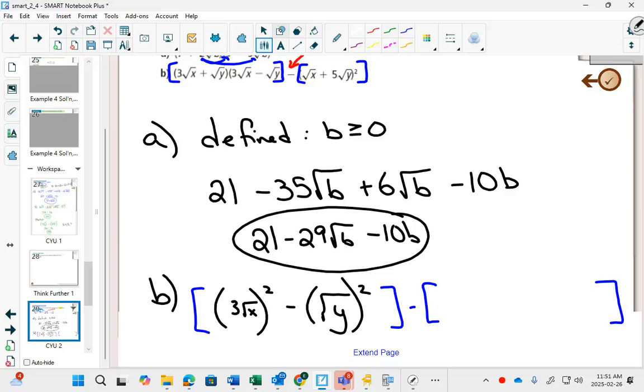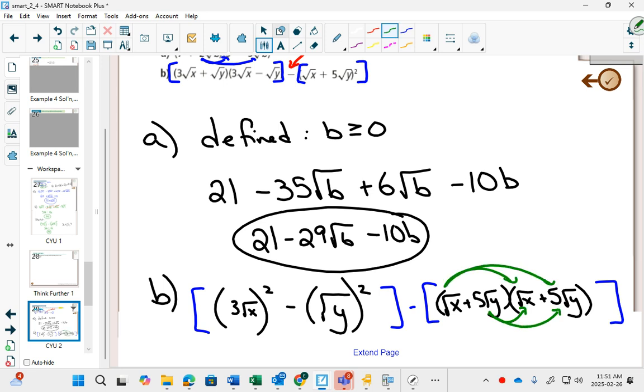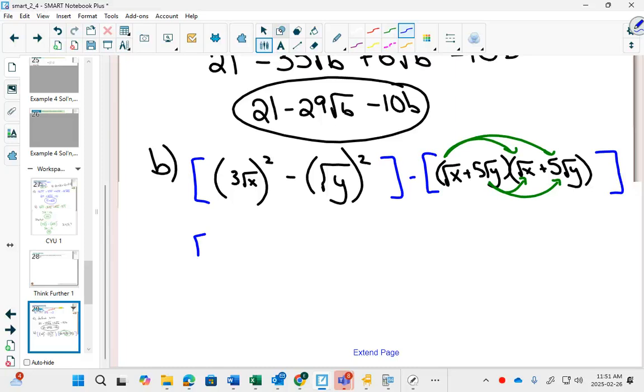The second one, if you're squaring a binomial, I actually like rewriting it first. Root x plus 5 root y, root x plus 5 root y. It's not a difference of squares, so I need to distribute and multiply everything out. See? I'm going to simplify inside these brackets as much as I can, and then I'm going to worry about the subtracting factor. So first of all, if I square this, I'm going to get 9x.